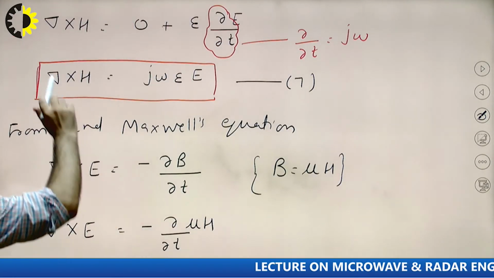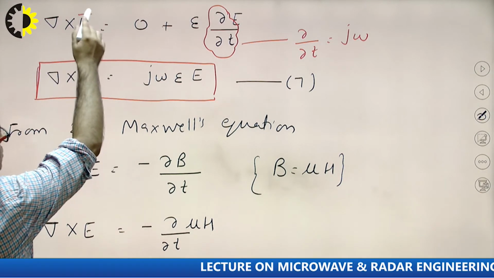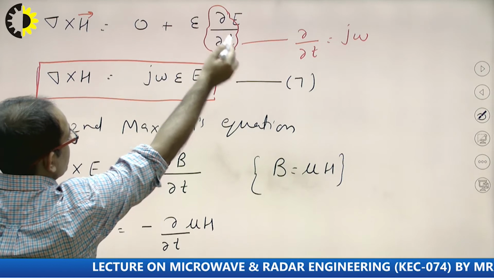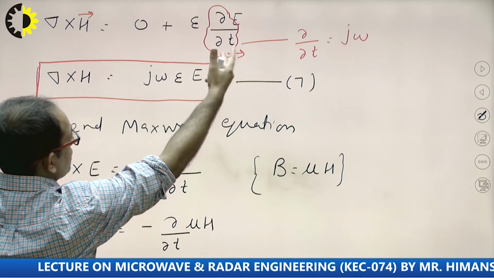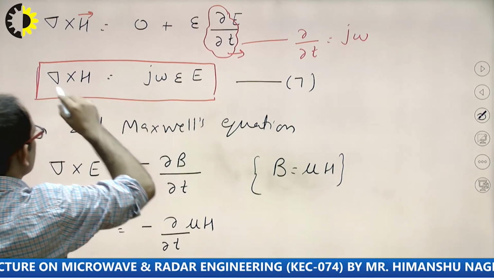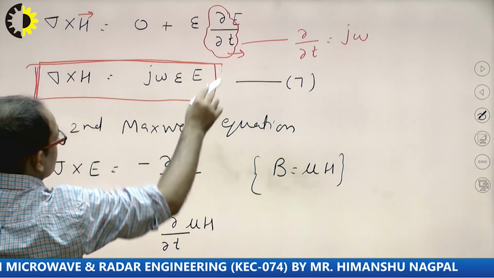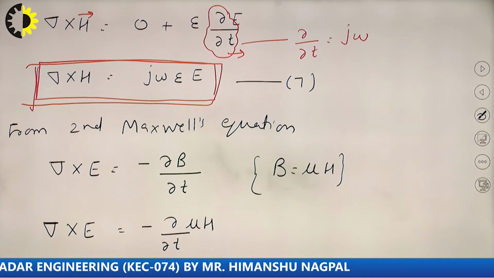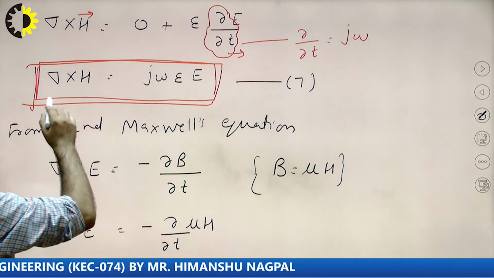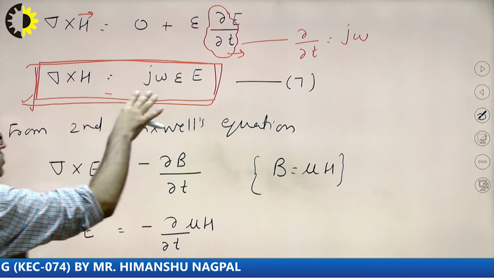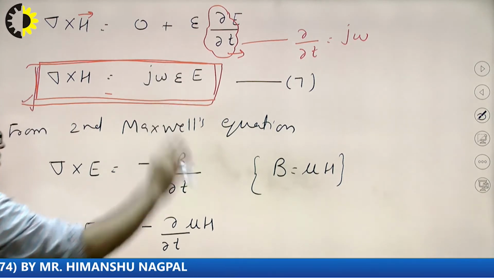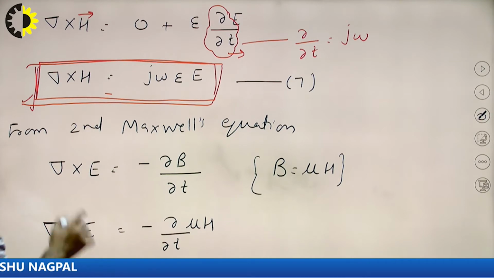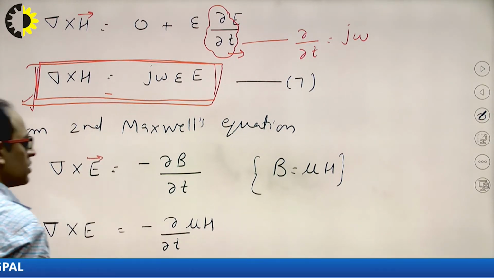Now del cross H, this is the H vector, is equal to epsilon into del by del t, and you know that this operator is equal to j omega. Therefore, this is also one of the Maxwell equations: del cross H equal to j omega epsilon E.